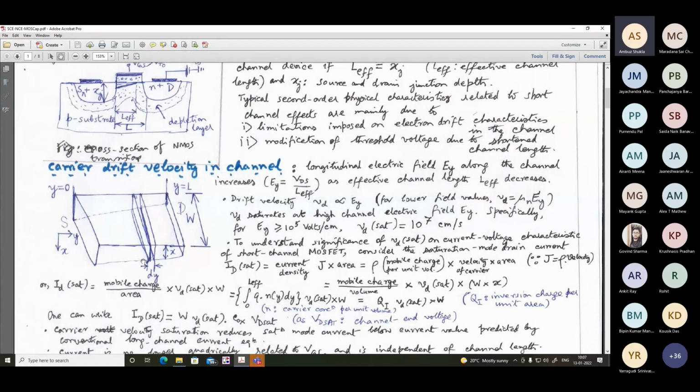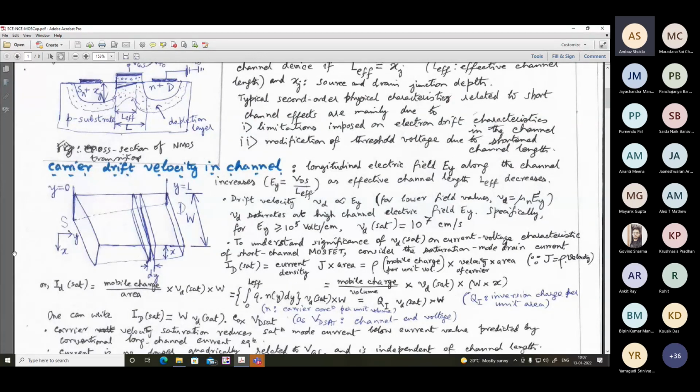Here we show the longitudinal field. Remember that we'll have a transverse field as well as a longitudinal field. The longitudinal field means the field which extends between source and drain. As we know, the drain is forward biased with respect to source, so the direction of the field will be from right to left, because drain is more positively biased with respect to source.